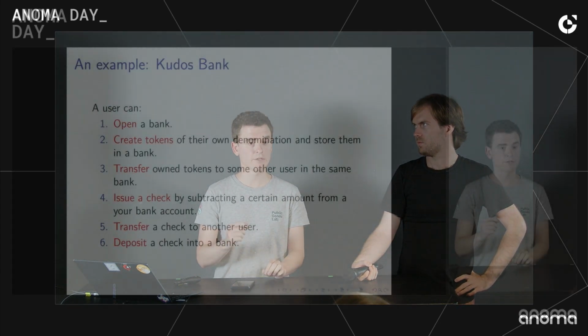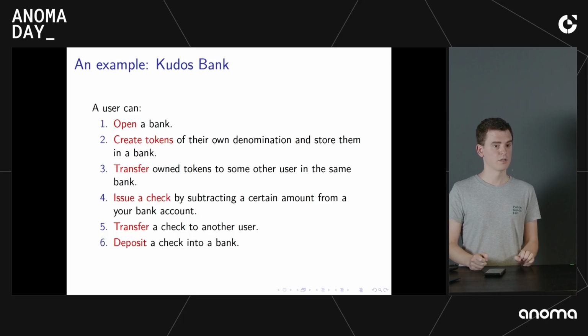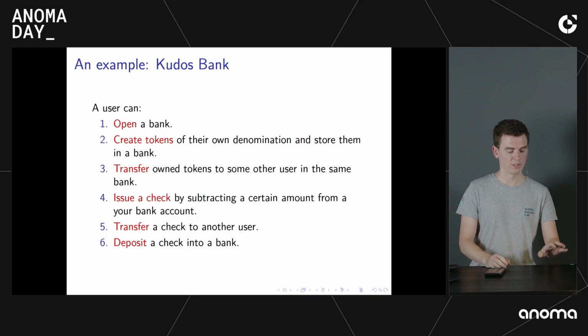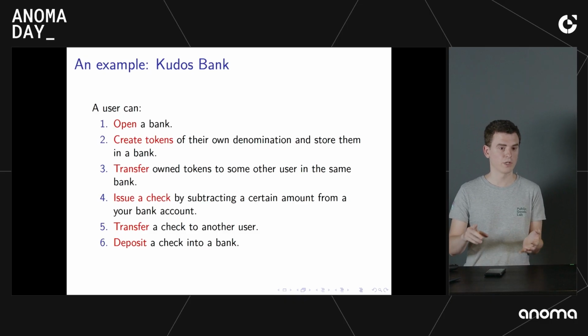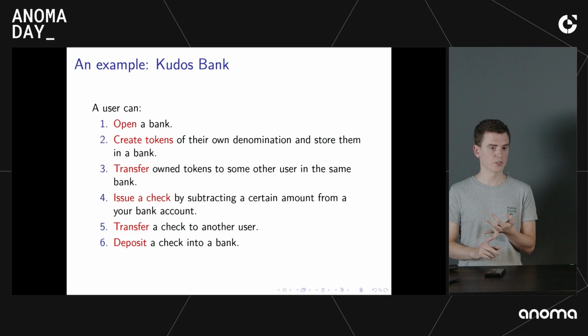Fine. And then when we create a check, we are really creating a new resource. So the bank will be modified, and then we'll have a new resource which will contain the information of the check. So that will be the quantity, the denomination, and the owner.